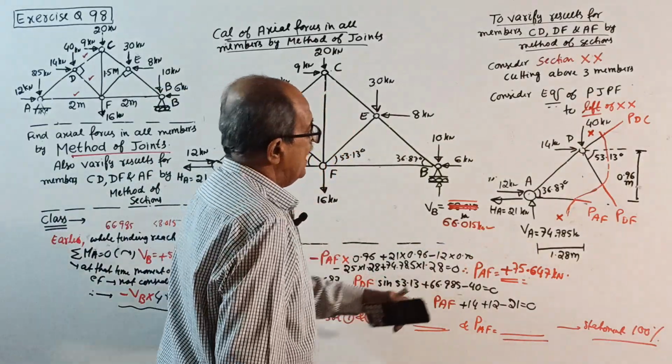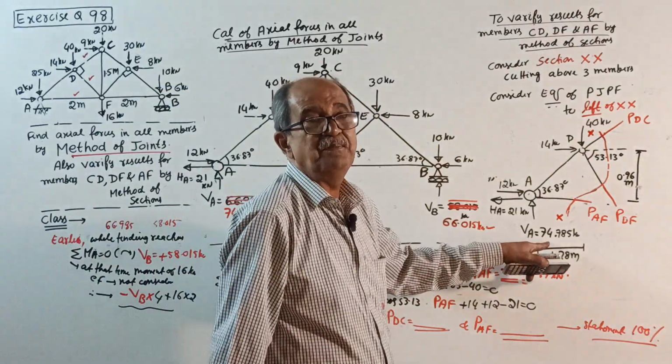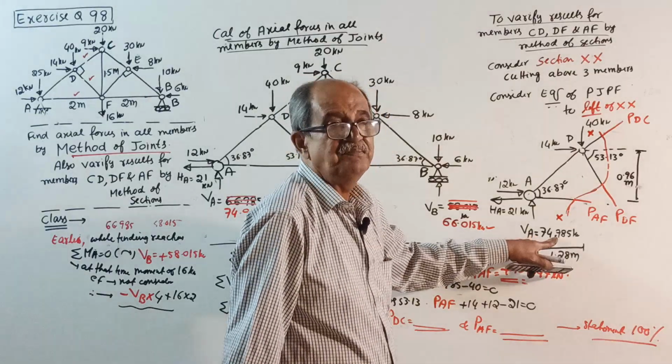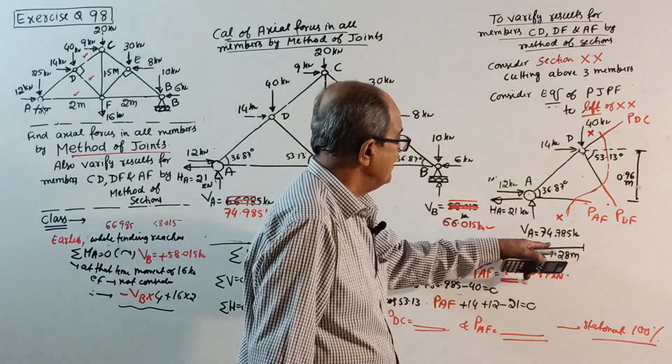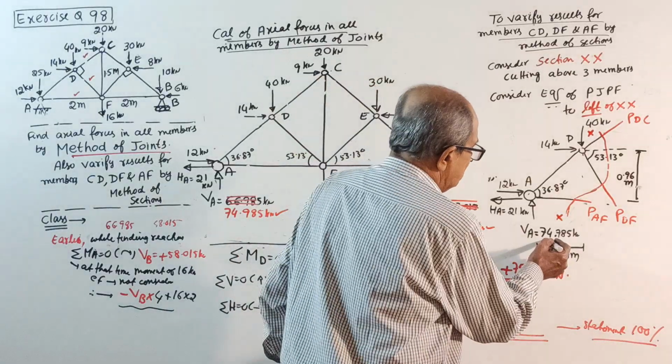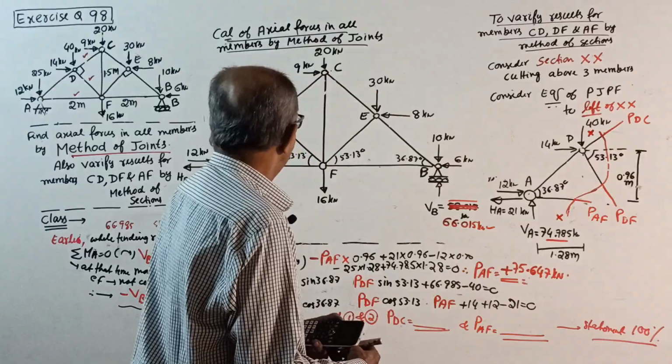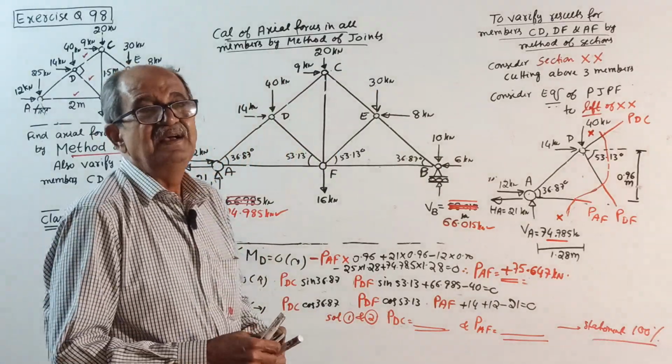Make a note. See, earlier when I wrote method of sections there, I prepared something. I wrote 58.015. Now I change it. See? Now I change the number. Okay. Over.